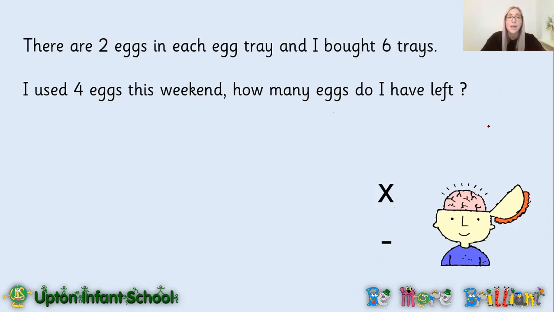Okay, next one. This time there are 2 eggs in each tray. I circle 2. And I bought 6 trays. Circle 6. I used 4 eggs this weekend. How many eggs do I have left? Okay, so we know that they bought 6 trays. And in each tray, there are 2. 6 lots of 2 equals.